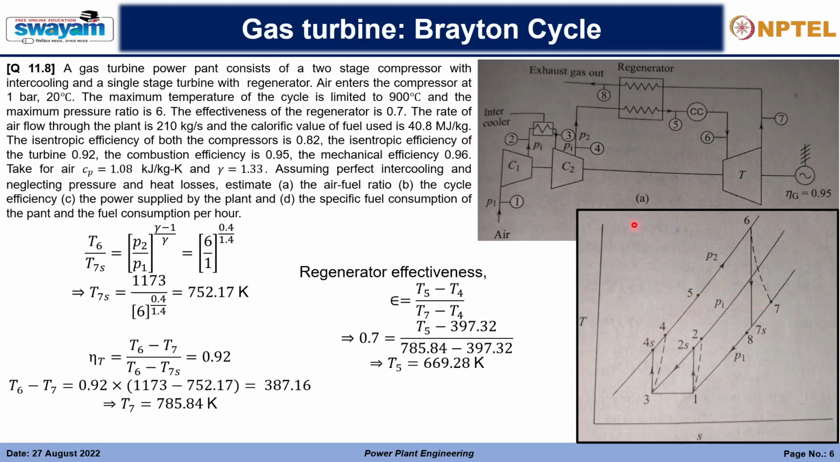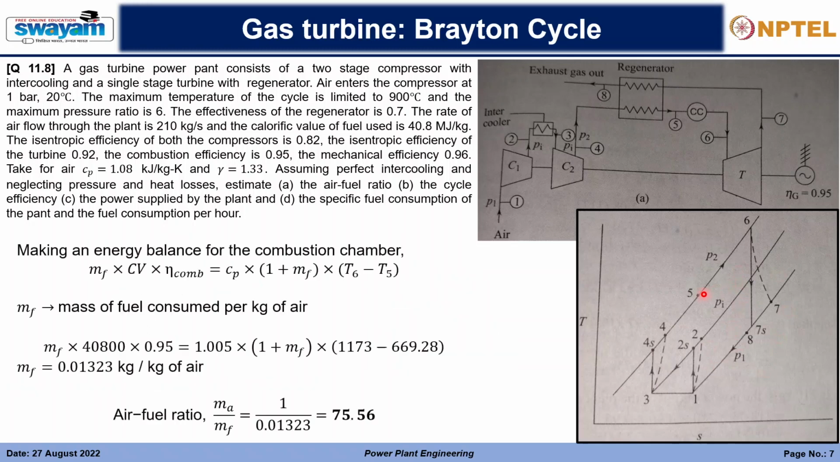Okay, this diagram is not up to the scale, otherwise T5 would have been below this T7 point, somewhere out here. So this is how the effectiveness is defined, and T5 accordingly, this point, is given as 669.28. So the air is being heated from 4 to 5, and after that the combustion is happening from 5 to 6. So we'll have to consider all this now.